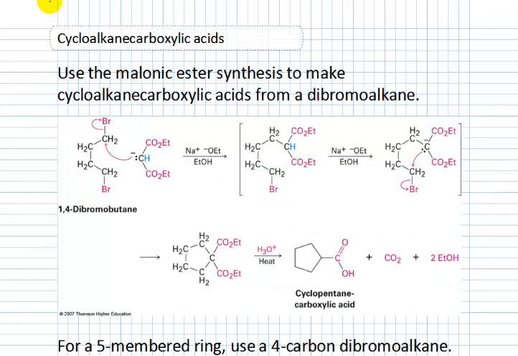We can use the malonic ester synthesis as a very good way to make cycloalkane carboxylic acids, right? Remember, a cycloalkane carboxylic acid is a ring and then C double bond OH outside of the ring. So watch how we'll do this from a dibromoalkane. So here's our malonic ester that we've deprotonated. This is 1,4-dibromobutane. So the enolate will displace one of the bromines, okay?